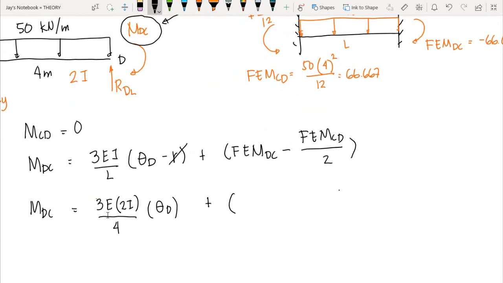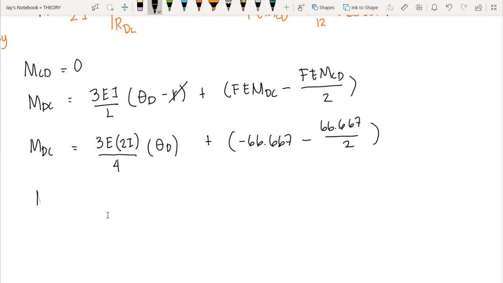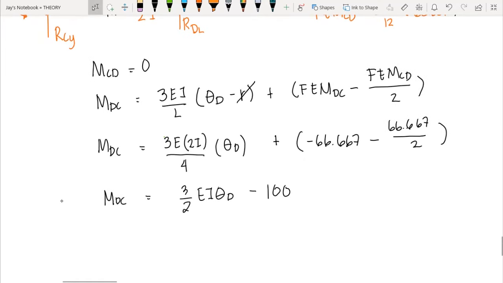So we substitute this value into the equation. We have FEMDC, negative 66.667, this is in kilonewton meter, minus FEMCD, we have 66.667 over 2. So therefore, we have our MDC here equal to 3 over 2 EI theta D, then minus 100. So this is now our first equation. We will go back to this equation later on after we are done with the generation of the other moment slope deflection equations.